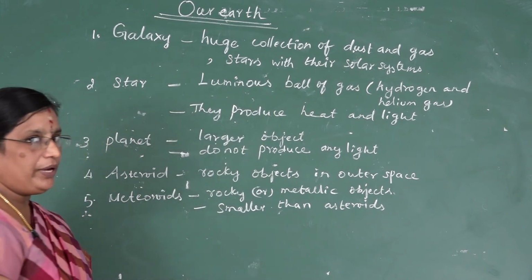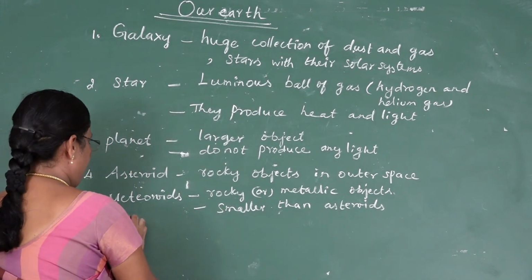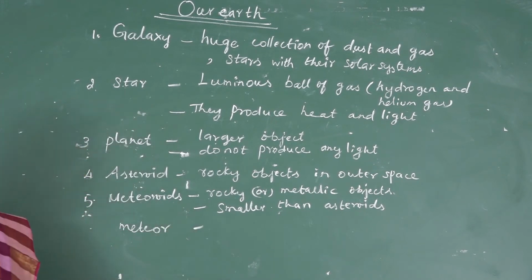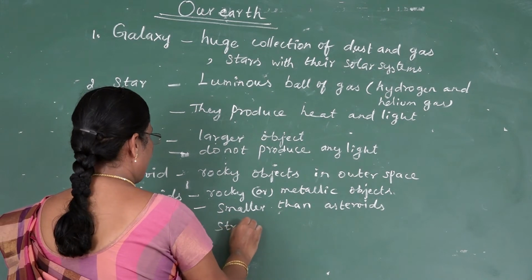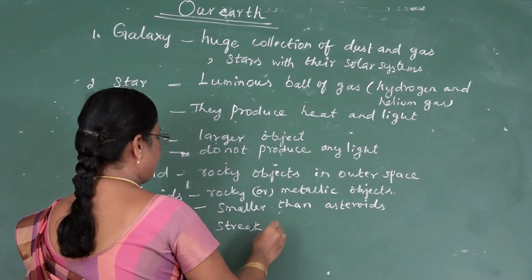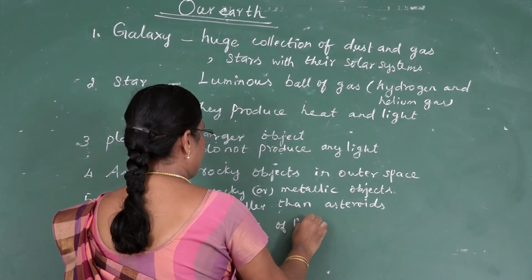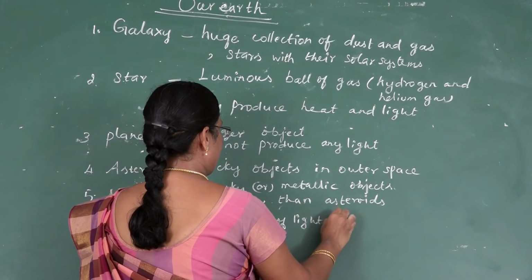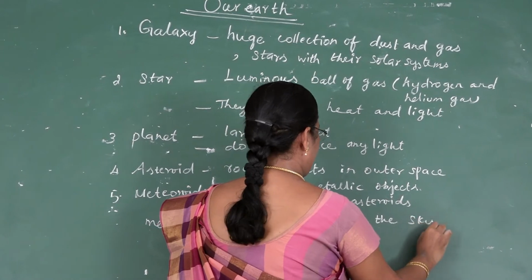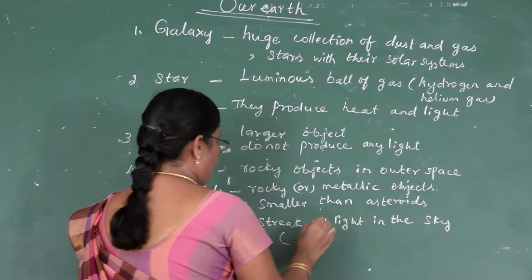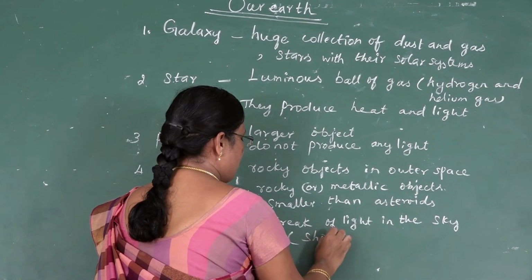So what is called a meteor? Meteor is a streak of light in the sky. It is called a shooting star or falling star.